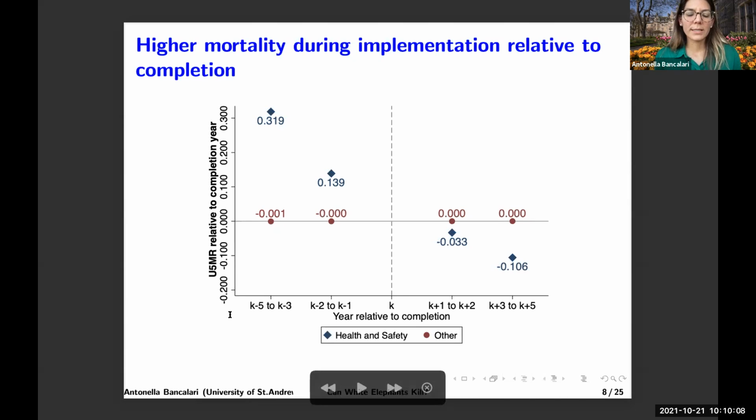But what this is showing is a little bit of a notion that something is going on during this implementation phase. We know that on average districts' projects are taking 5 years to be completed. And the whole point in the rest of the presentation will be to show you how I'm able to identify a causal estimate of this implementation phase on mortality.